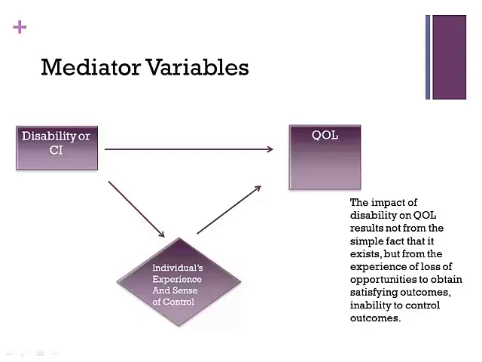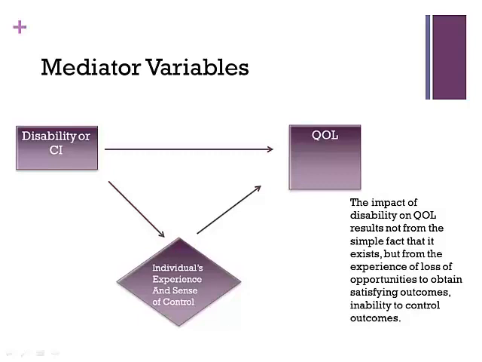So rather than the relationship existing between disability and quality of life, because of this mediator variable, we're actually saying this relationship only exists through the mediator variable. There is no relationship between disability and quality of life except through the variable of the person's experience.